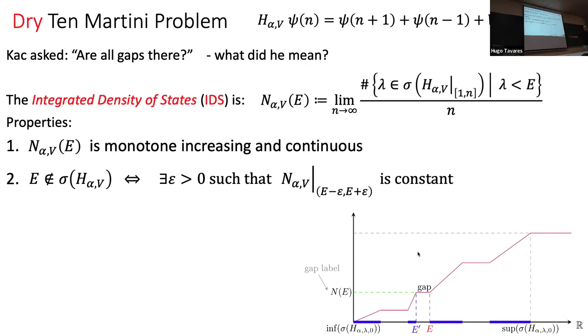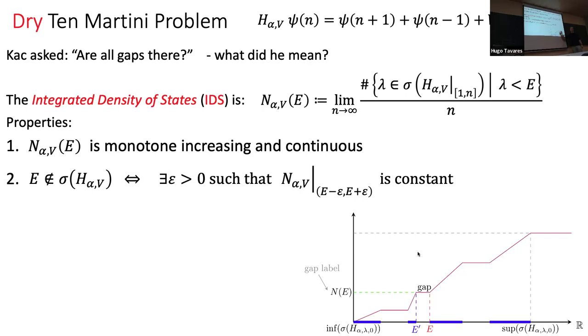What is outside the spectrum is called a gap, or spectral gap, and every spectral gap you see is bounded between two energies, E prime and E. Now, this is kind of a caricature of the IDS, but even the caricature is not honest for our operator, because I draw here these intervals, but you know already because of the Ten Martini problem that our spectrum is not like that, it's a Cantor set.